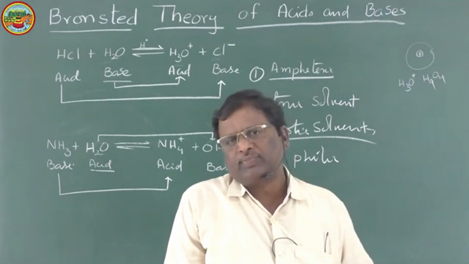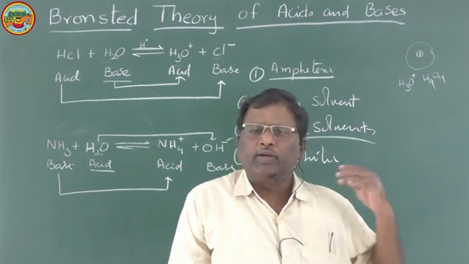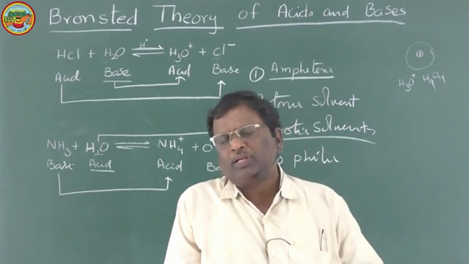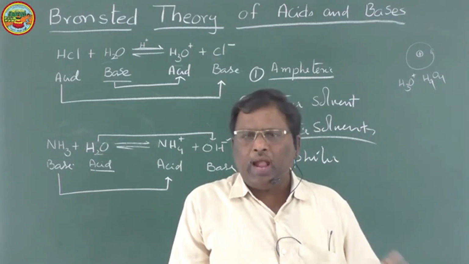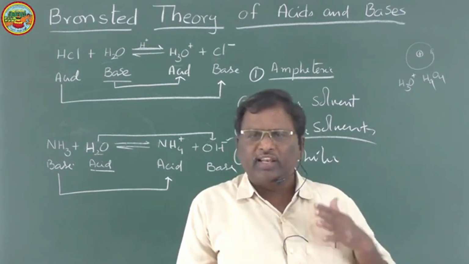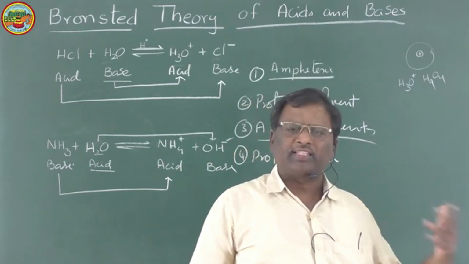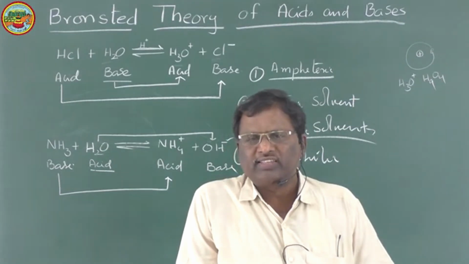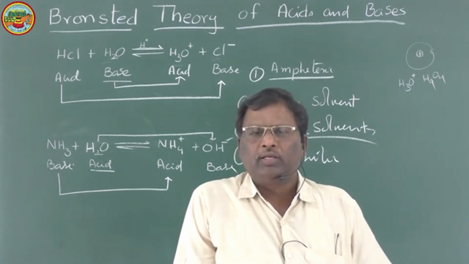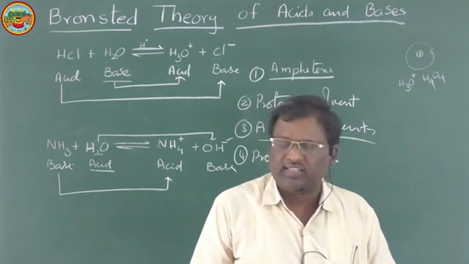Then amphiprotic substances, those species which can donate a proton as well as accept a proton, are said to be amphiprotic substances. And aprotic substances, that means they neither donate a proton nor accept a proton, are said to be aprotic solvents. Aprotic solvents examples: benzene, carbon tetrachloride, methane, or hydrocarbons, etc.